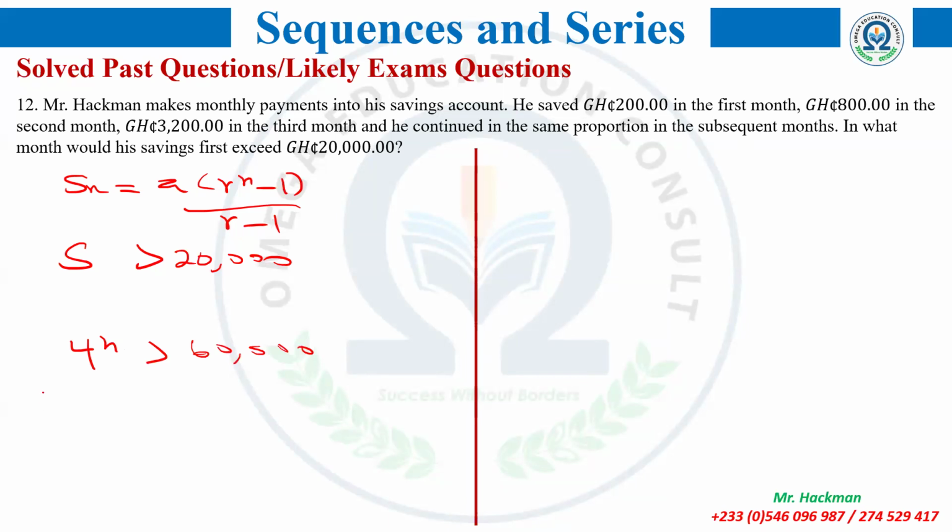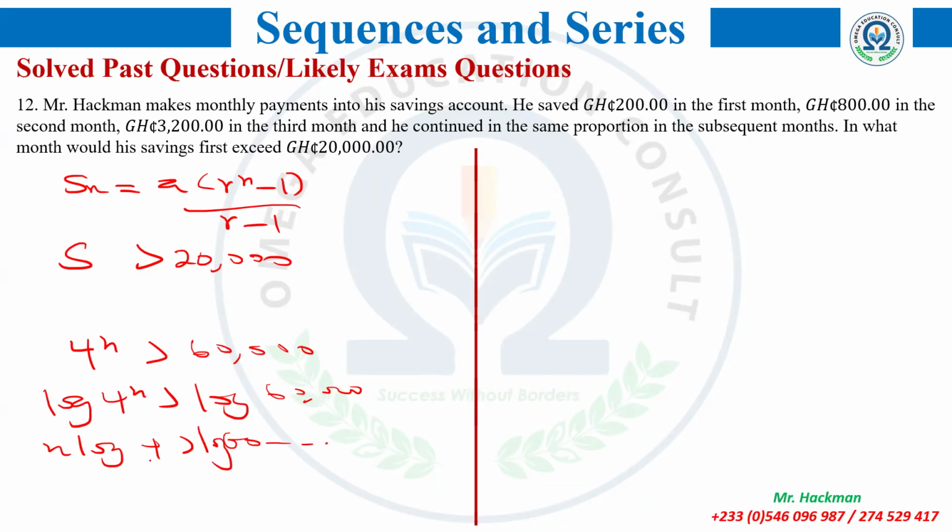So you take log of both sides. So it will be log of 4 to the power n is equal to log of whatever you have there, the 60,000. So at this point, n will come down. Then you get n log 4 is greater than log 60,000. Then you divide by log 4. You can use your calculator to get this, and I think your calculator will give you n greater than 4 point something. But because we are looking at greater than, you pick the next.